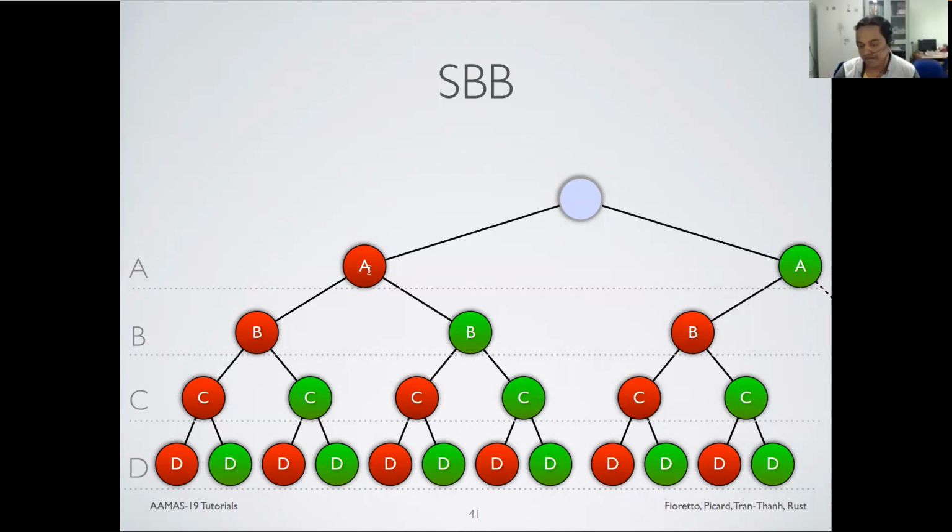If A chooses red, B has again 2 options. Either B can choose red or B can choose green. If B chooses red, then again there are 2 options. Either C can choose red or C can choose green. If C chooses red, D can choose 2 options. In this way, we need to prune.